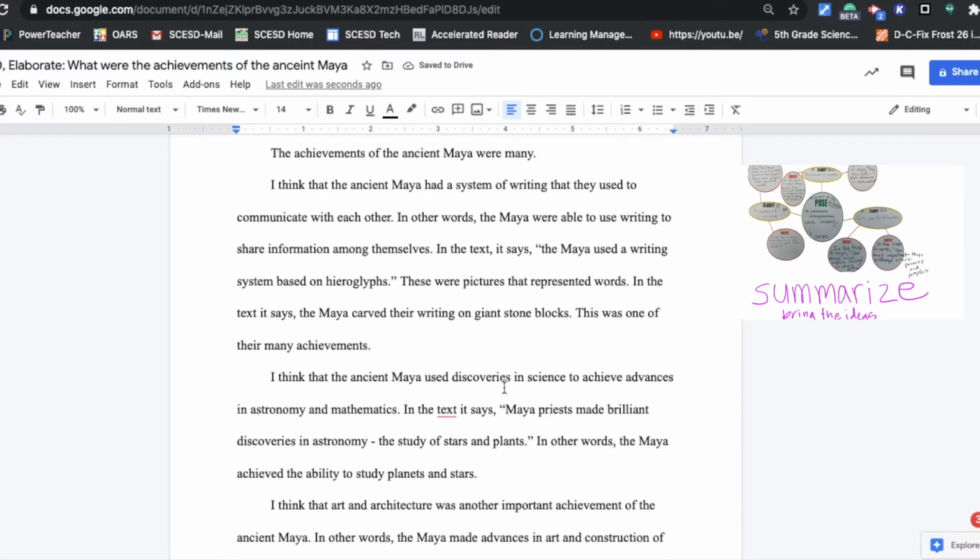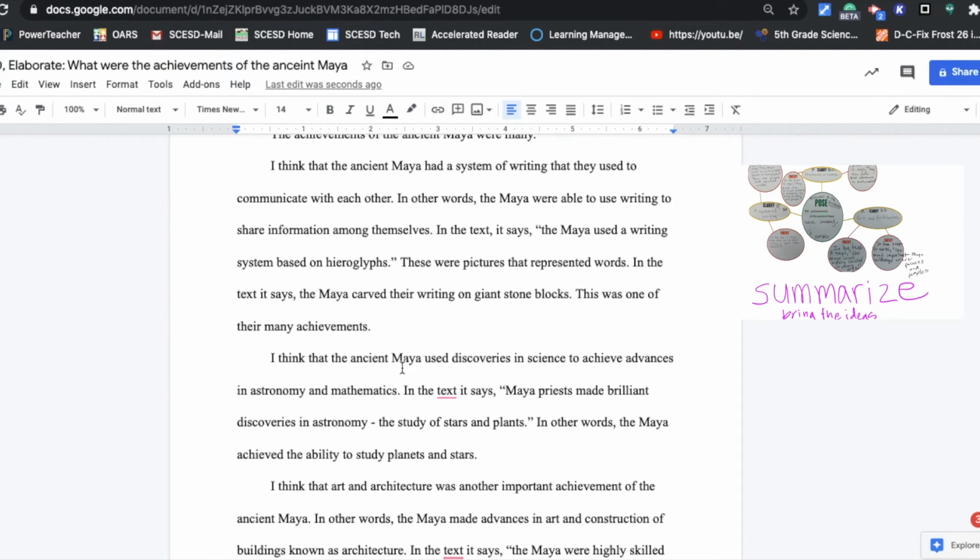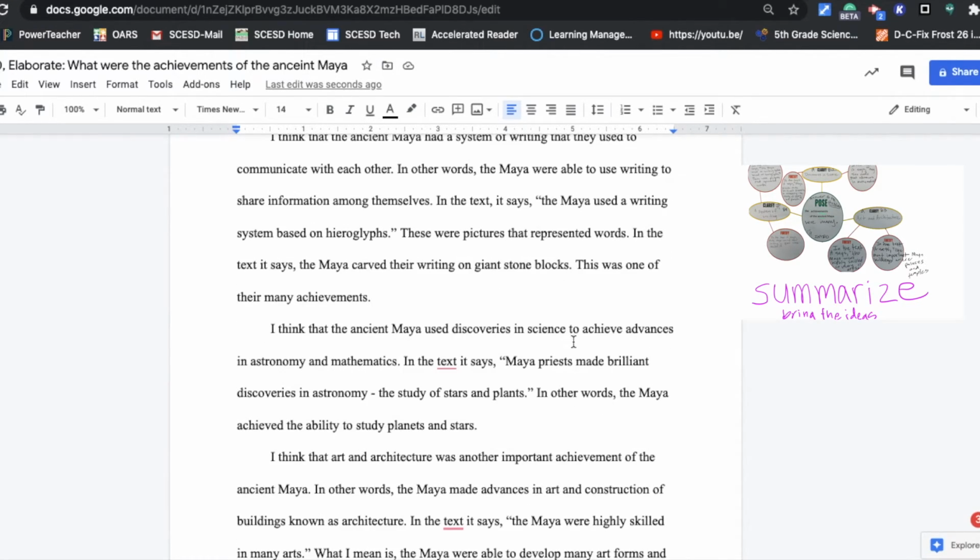Boom. I think that the ancient Maya used discoveries in science to achieve advances in astronomy and mathematics. In the text, it says, Maya priests made brilliant discoveries in astronomy, the study of stars and planets. In other words, the Maya achieved the ability to study planets and stars. Oh, we only have one fortification, so we must have missed one of it.